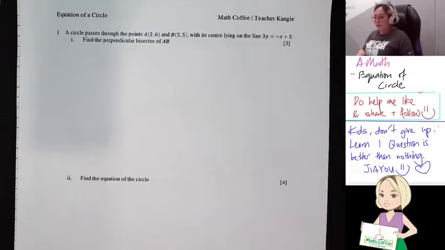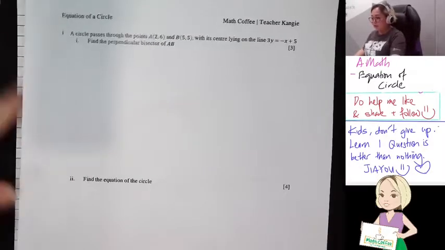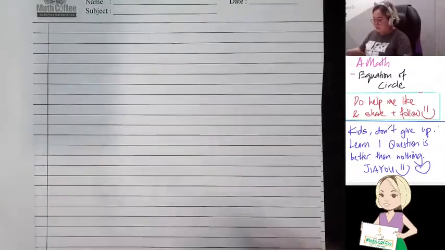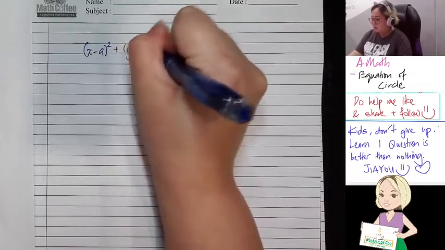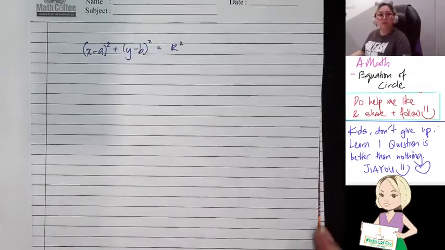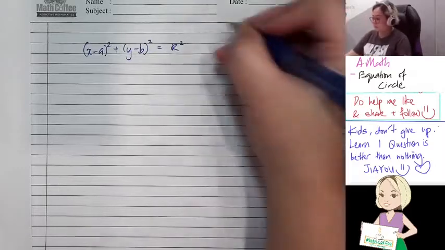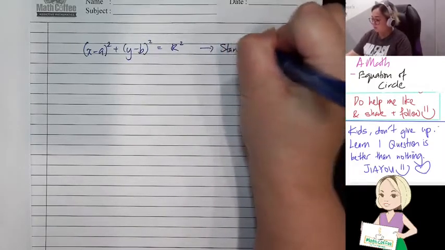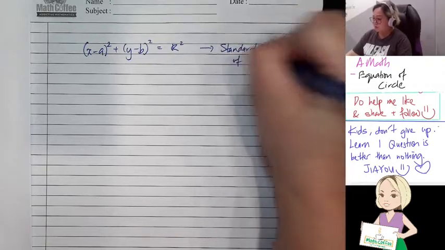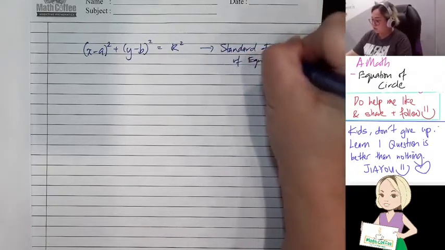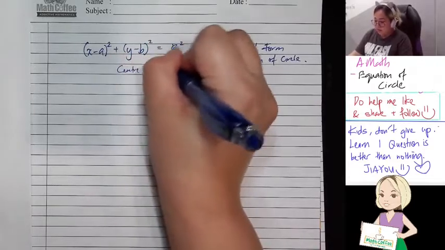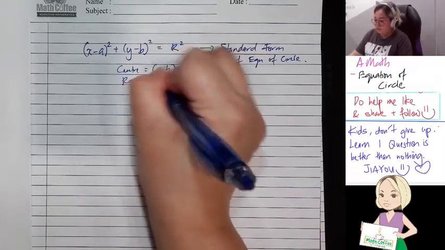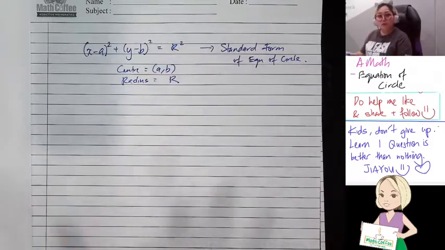Okay, so first, let me tell you about the format of the equation of a circle. Over here you can see that it's (x minus a) squared plus (y minus b) squared equals radius squared. This is the standard form of the equation of a circle, whereby the center is (a, b) and the radius in this case of course is r. So this form you all must know.